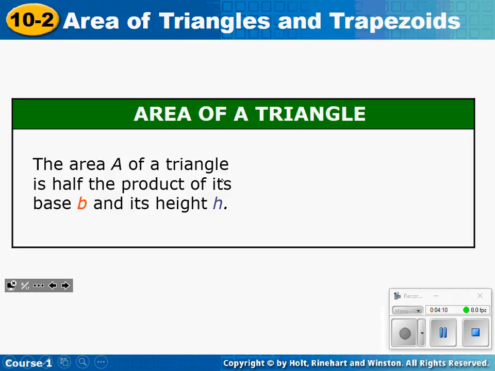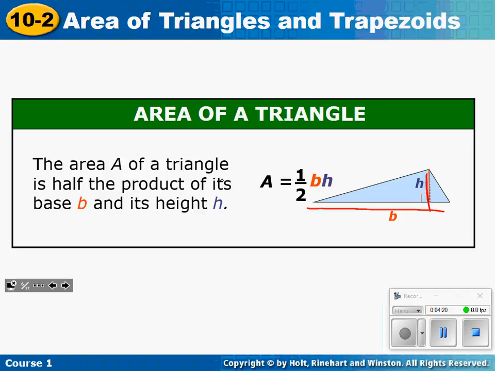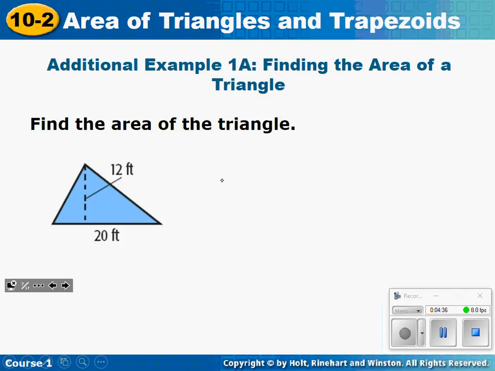So basically, like I said, the algebraic expression is 1/2 times the base of the triangle times how tall it is. So you take 1/2 times the length of the base times the length of the height. That's how you find area of a triangle. So you have a triangle. Got a 20-foot base, got a 12-foot height. What's the area of that triangle?